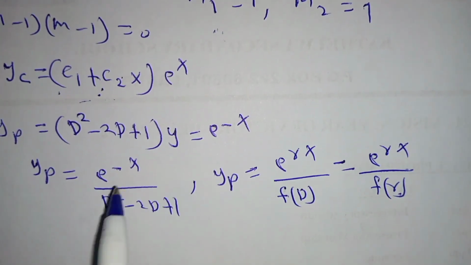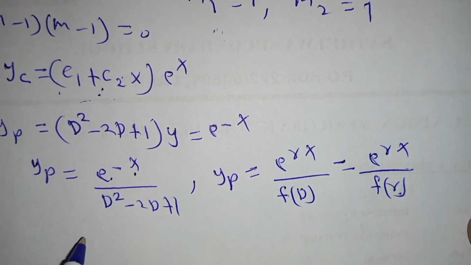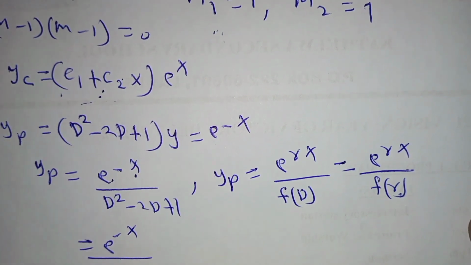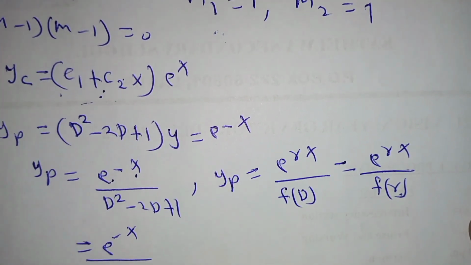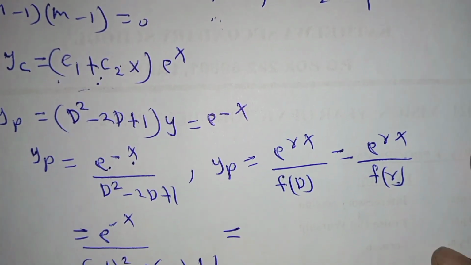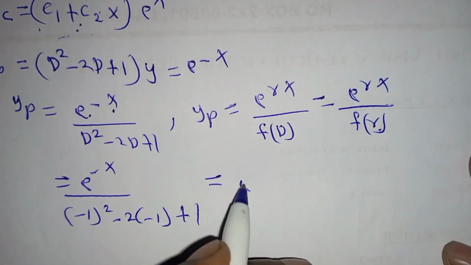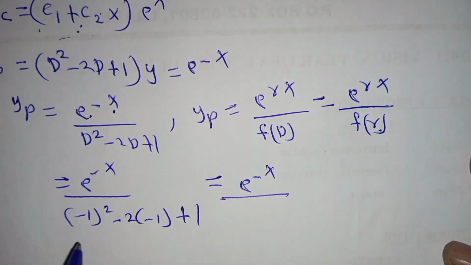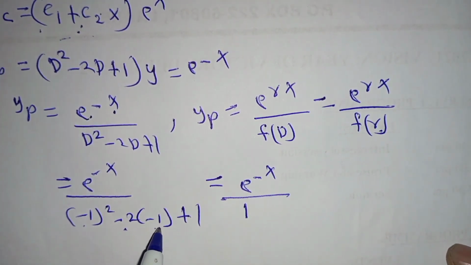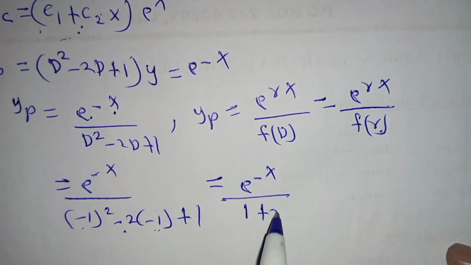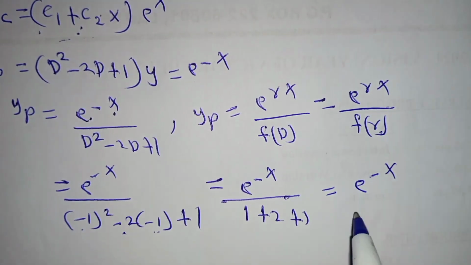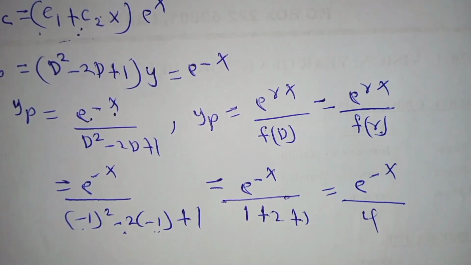R is the constant. In our case here, r is negative 1, so we shall have exponential negative x divided by negative 1 squared minus 2 times negative 1 plus 1. That is equal to exponential negative x divided by, negative 1 squared gives you 1, negative 2 times negative 1 gives you plus 2, plus 1, which is equal to exponential negative x divided by 4.